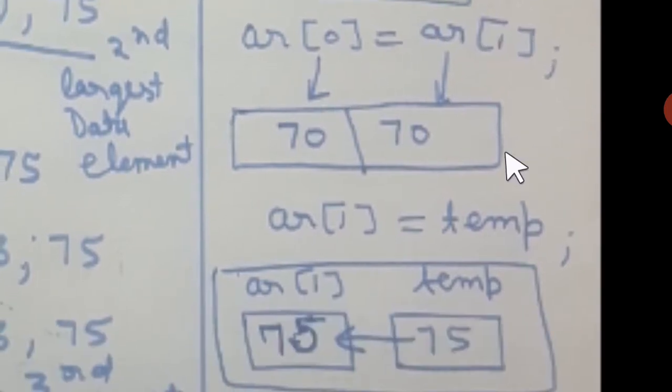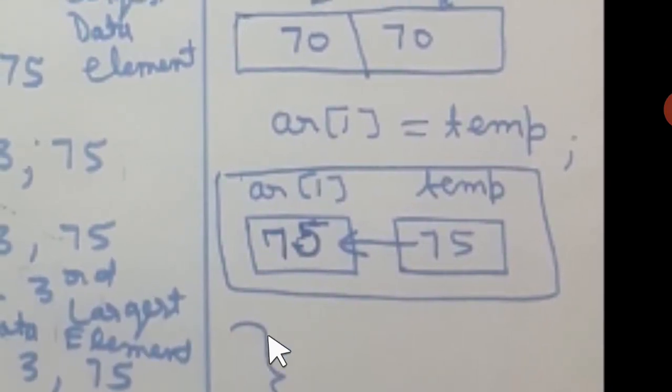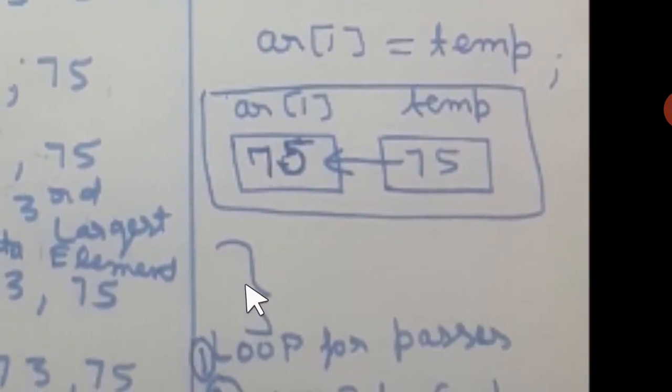So for that, students, we have got the third step here of the swapping process, and that is AR of 1 equals to temp. So as a result of that, the data which is saved inside the temp, that was earlier AR of 0, has been copied to AR of 1. Now you can see the data has been interchanged. AR of 0 is having 70 and AR of 1 is having 75. So after that, students, you close this curly brace.